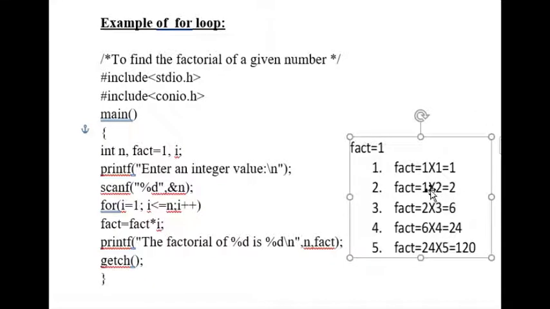In the second iteration the value of i is 2. The original value before the second iteration, that is the value of fact from the first iteration, is 1, so the value 1 is written here, multiplied by the new value of i, which is 2. So, 1 into 2 equal to 2.